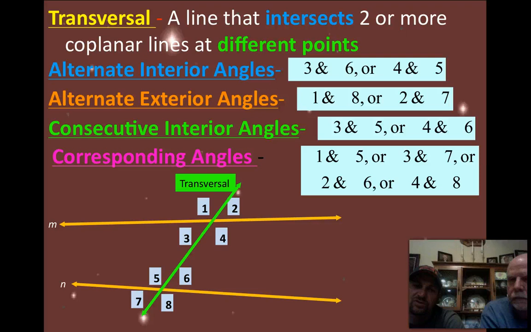Yeah. It's one of my favorite things in geometry. It is. Transversal. Yeah, they come right through and they're pretty straightforward. So, all right.